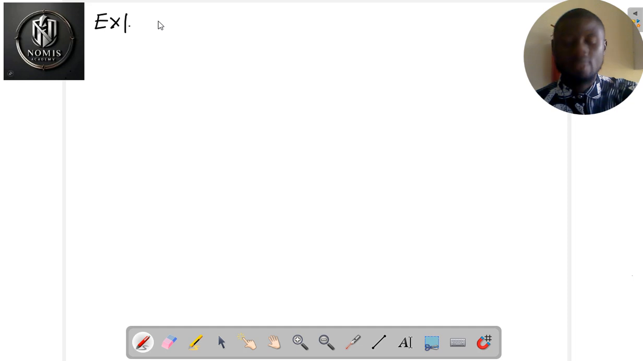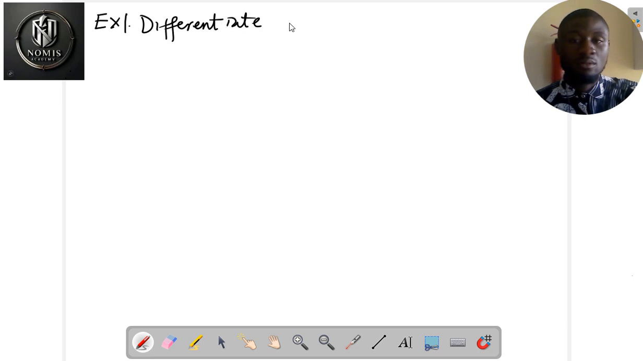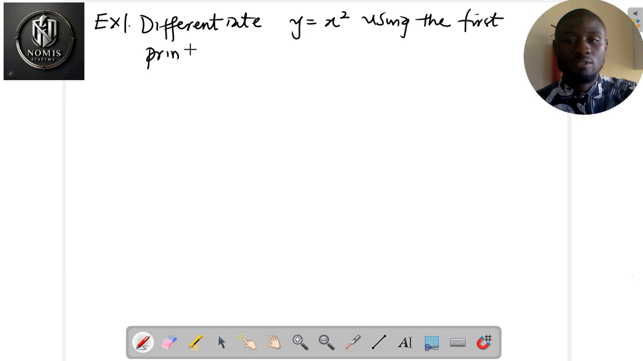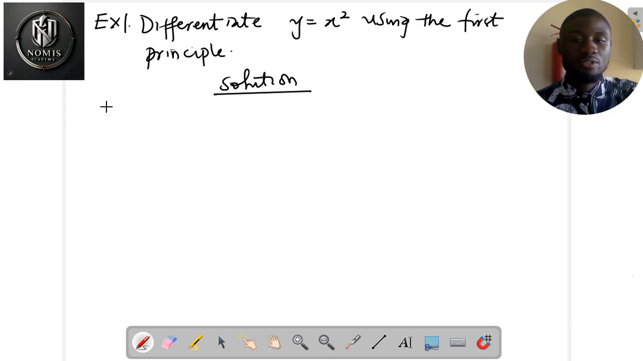So let's take example number 1. Example 1 says: differentiate y equals x squared using the first principle. Now, to use the first principle, let's go into the solution. Please remember the steps we need to follow. So y equals x squared.